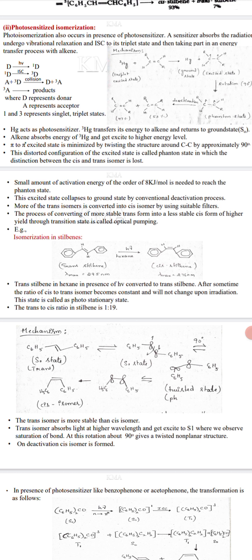So this is very important. The process of converting a more stable trans form into a less stable cis form of higher yield. So that means usually the trans state is thermodynamically stable, but instead we are getting a cis form at higher percentage, we want higher yield, and this is called optical pumping.